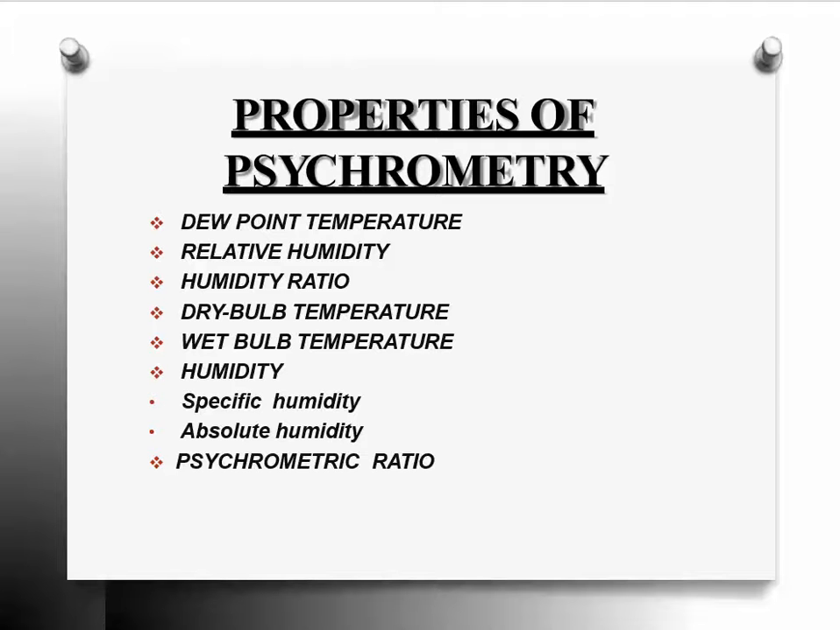Now we have the properties of psychrometry. The properties to be considered are the dew point temperature, relative humidity, humidity ratio, dry bulb temperature, wet bulb temperature, humidity, specific humidity, absolute humidity, and the psychrometric ratio. Let's start with the dew point temperature.